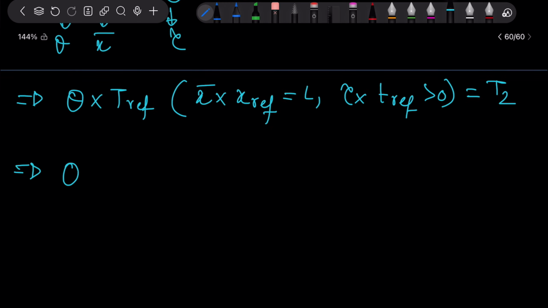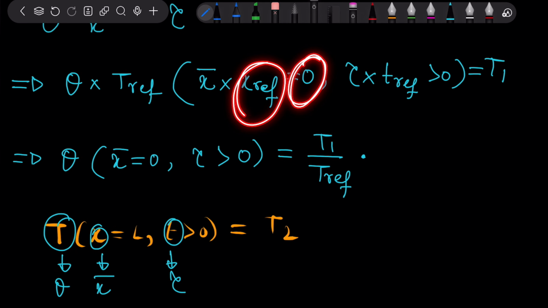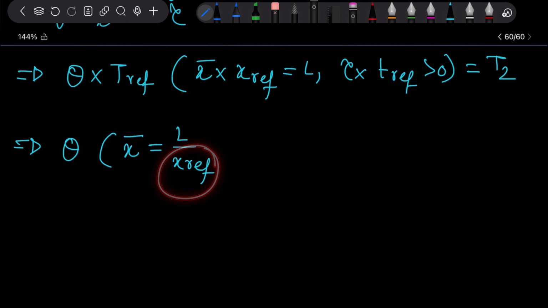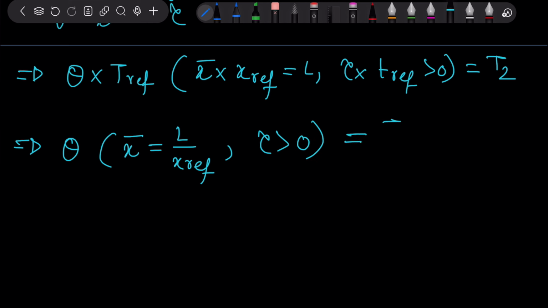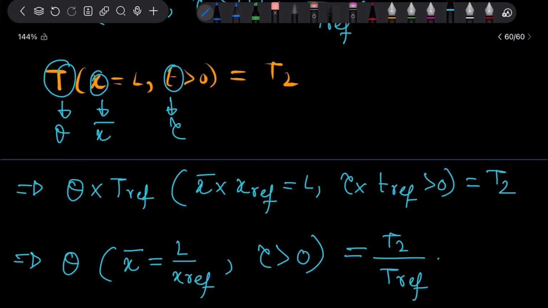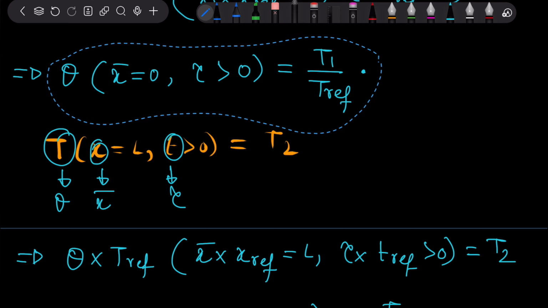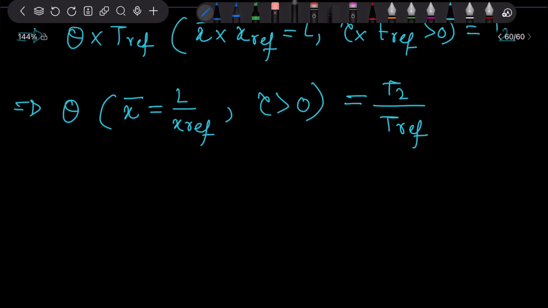So that will be equal to theta at x bar equal to L by x ref. Previously for boundary condition 1 I had 0 here, so that is why this x ref was eliminated. But now this x ref is there, and my tau greater than 0 is equal to T2 by T ref, clear? So this is your description of the boundary conditions, right? Let me write the initial condition also.